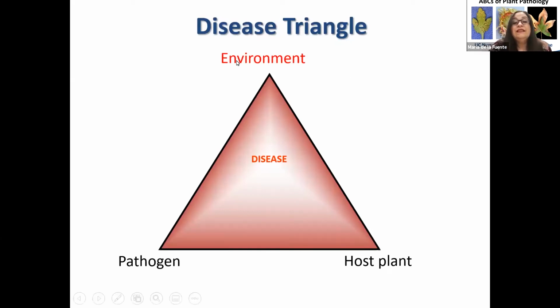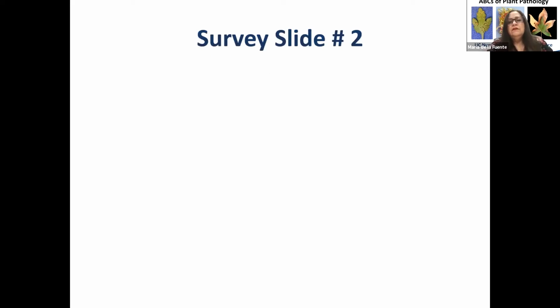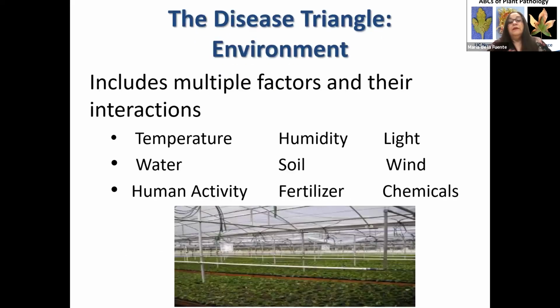So anyways, this is the third part of our beautiful triangle. We already discussed pathogens in depth in the last webinar, and then the characteristics that the host plant needs to have, such as great susceptibility, in order for these three to coincide and have a disease. Oh, what happened? I went back. Anyway, so this environment includes multiple factors, as well as the interactions between them.